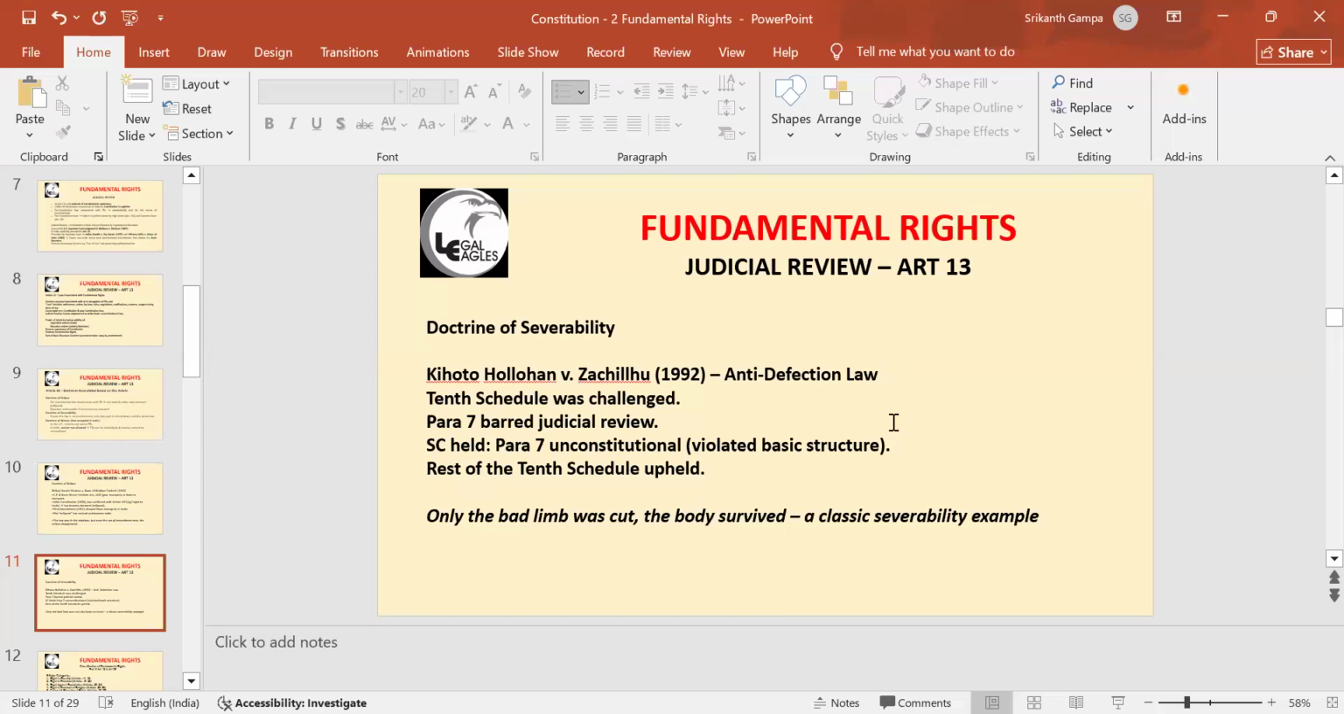Did you get it? Yes, sir. Yes, sir. Like cancer, how we remove one organ and the remaining continues to function, like that. Yes, yes. So that is doctrine of severability.